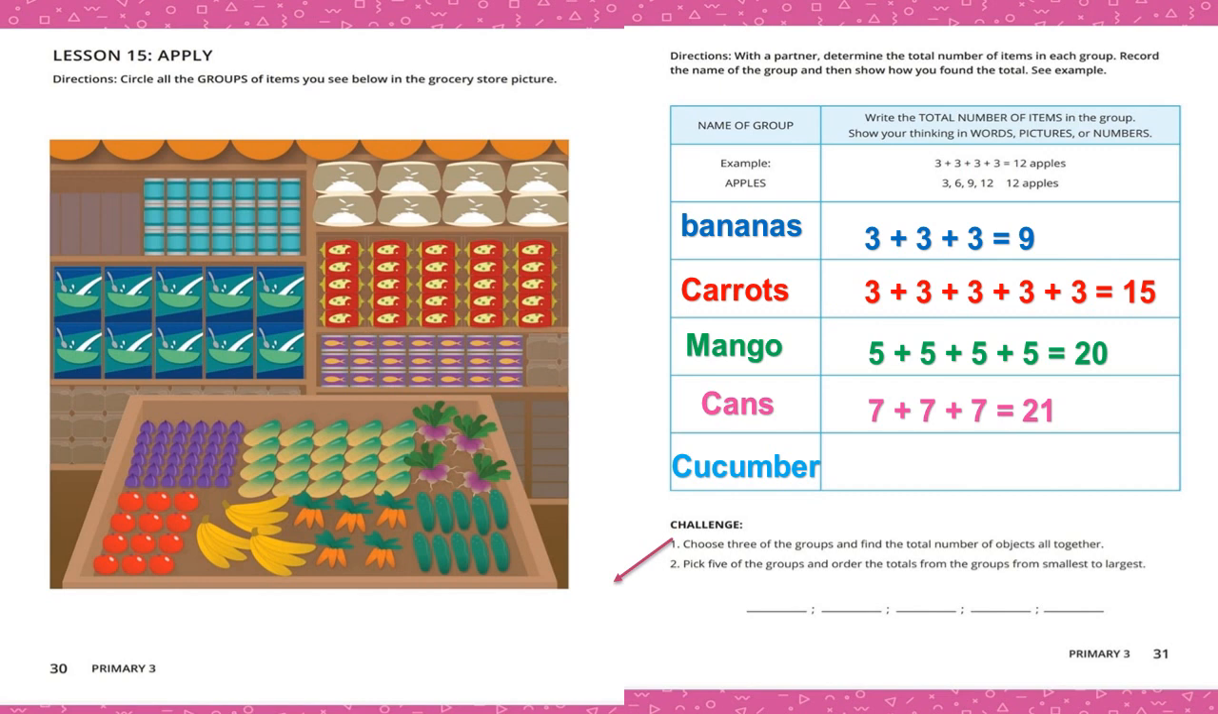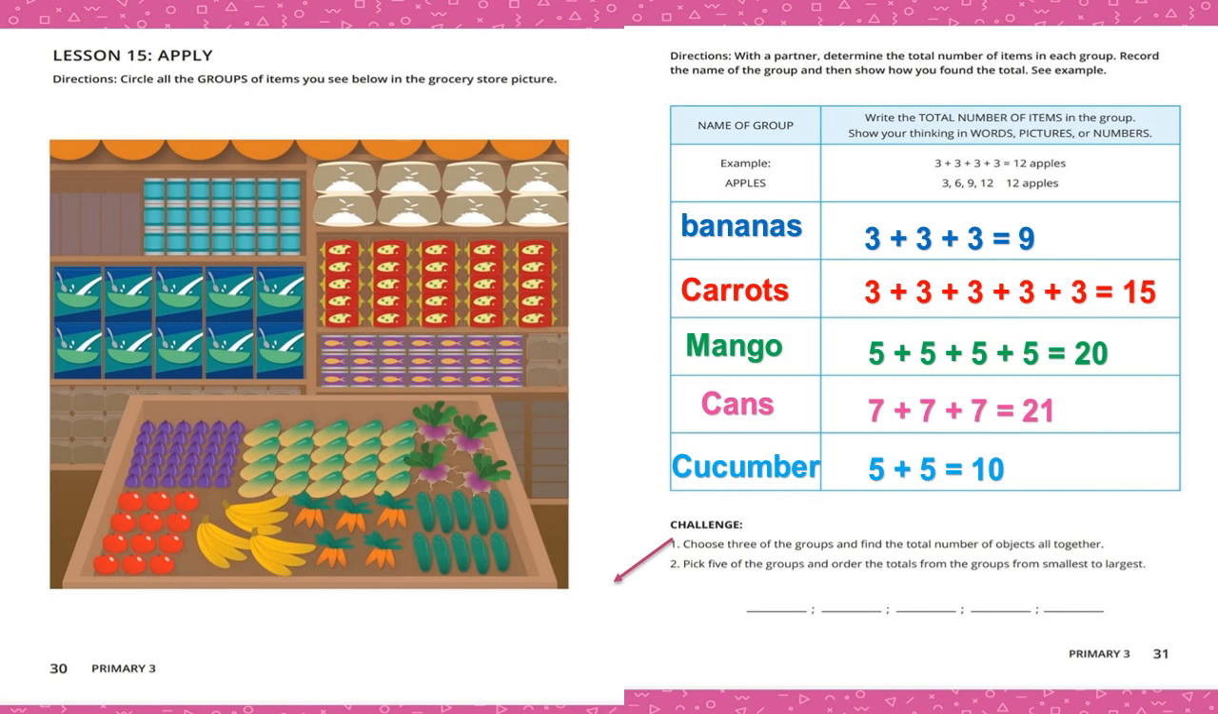Cucumber arranged in array. This array has 2 rows. Each row has 5. Then we add 5 2 times. 5 plus 5 equals 10.